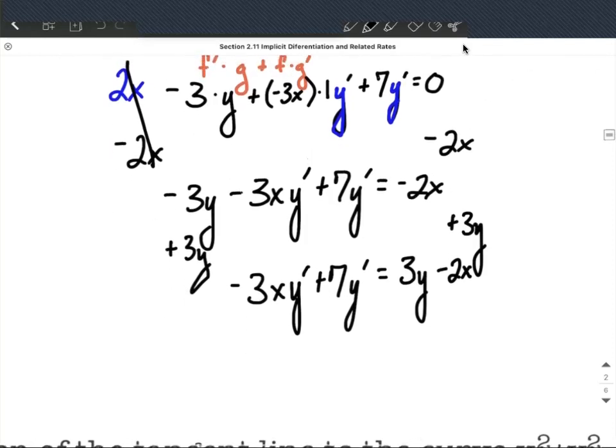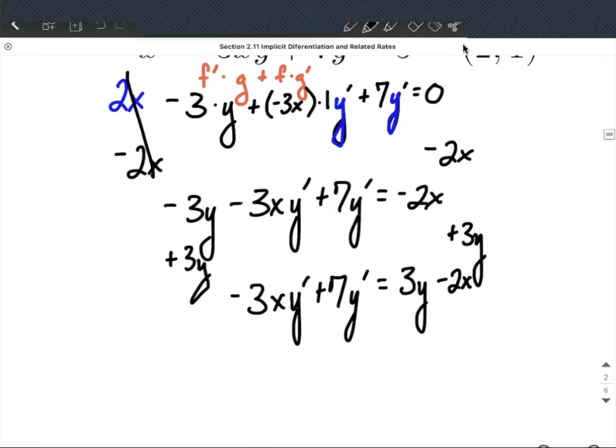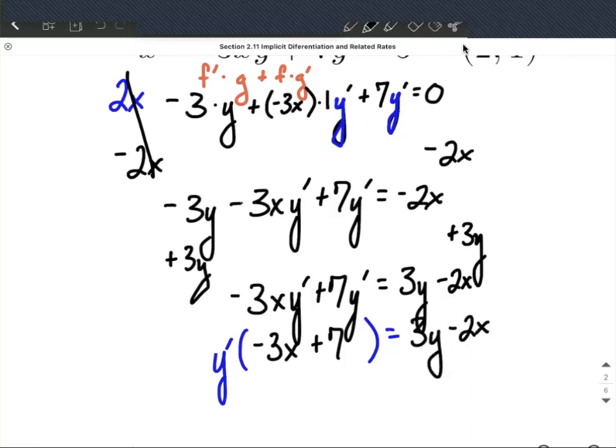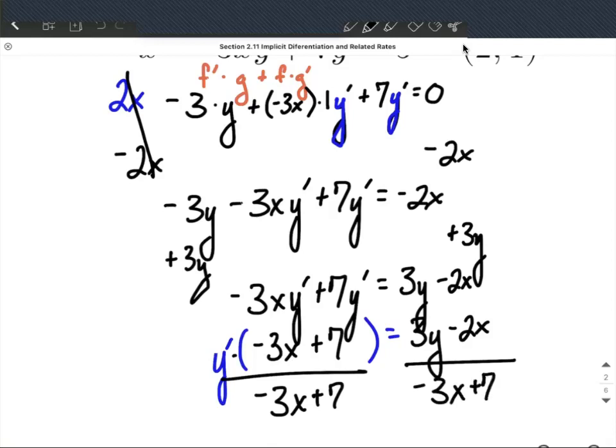From here, I still need to get y prime all by itself. So we're going to use the technique where we factor out a common factor. Both of these terms left on the left-hand side have a y prime. If we remove that, we're left with negative 3x plus 7 inside our set of parentheses. We could redistribute and get those same two terms back if we wanted to. To finish this up, we need to get y prime all by itself, but it's multiplied by this big set of parentheses. Let's divide both sides by negative 3x plus 7, and that'll put y prime on the left-hand side all by itself.